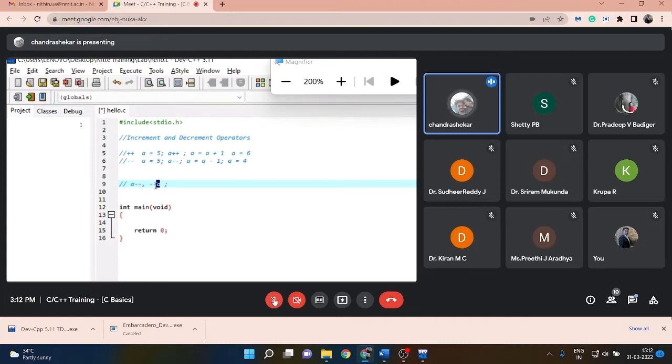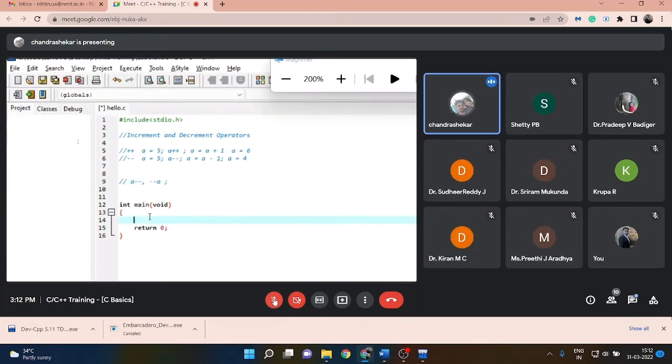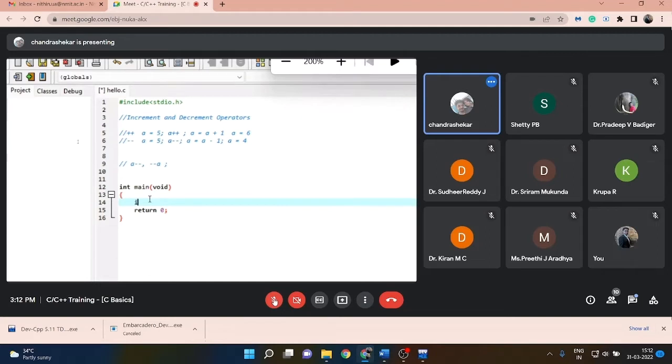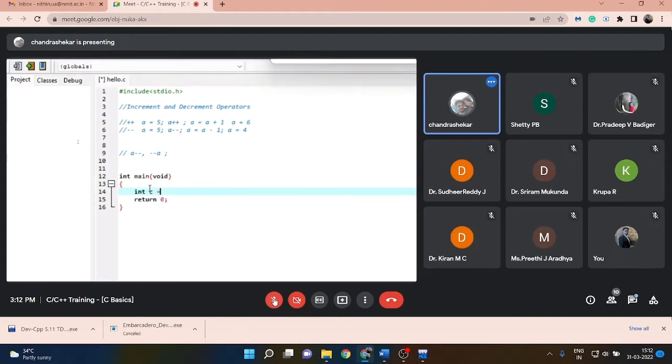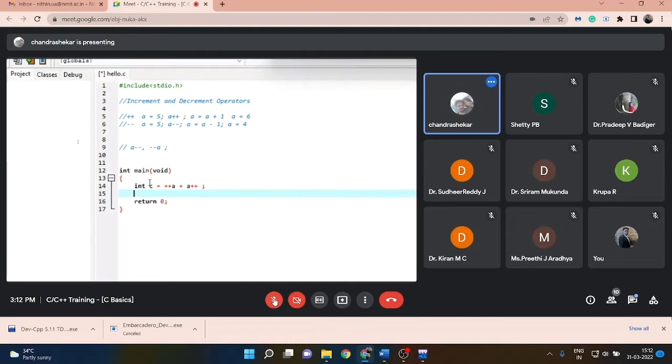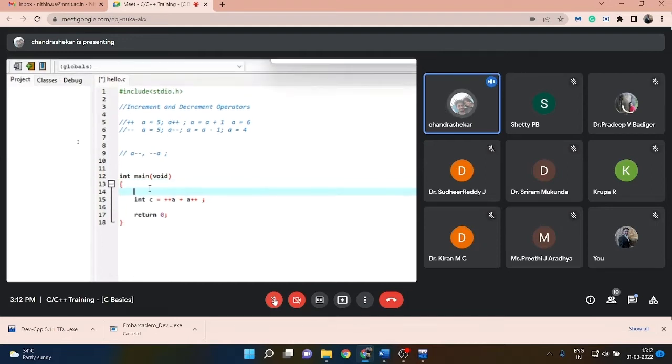Okay, so in this case, consider I have an expression like int c is equal to plus plus a plus a plus plus. Don't get complicated, this is a simple expression. I will explain it. And int a is equal to 1. In this case, this is a pre-increment: a will be incremented first, and then the value will be assigned.